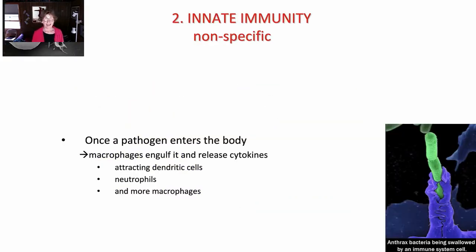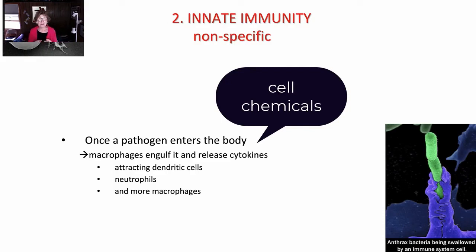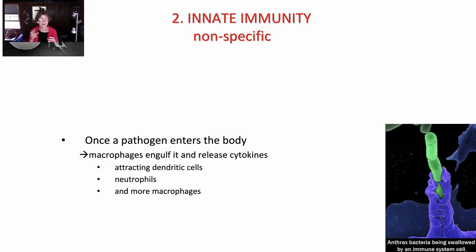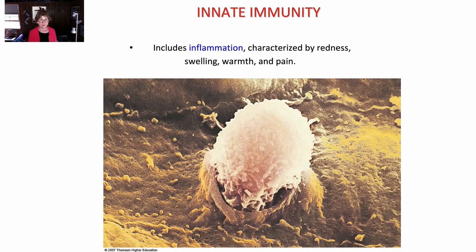Once a pathogen enters the body, once it has breached that first line of defense, one of the first responses is for those macrophages to engulf it. And once that happens, they release cytokines. Cyto means cell, kine means chemicals. These cell chemicals attract the dendritic cells, attract neutrophils, and attract more macrophages.